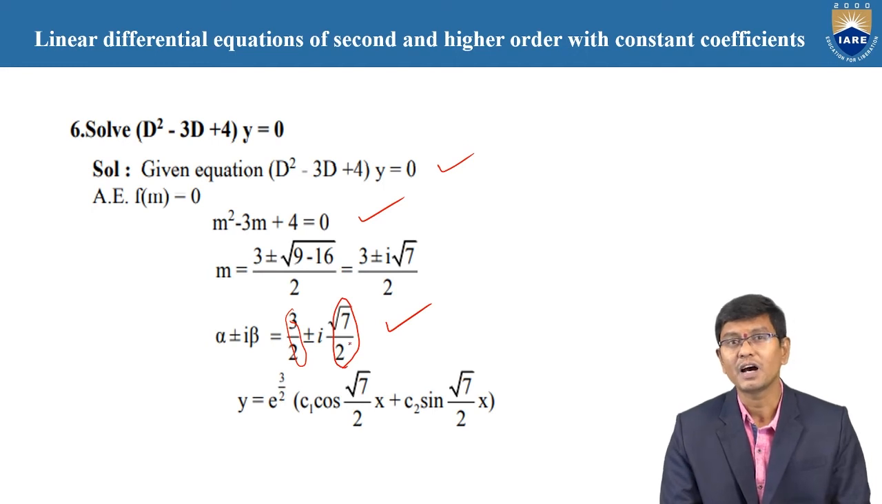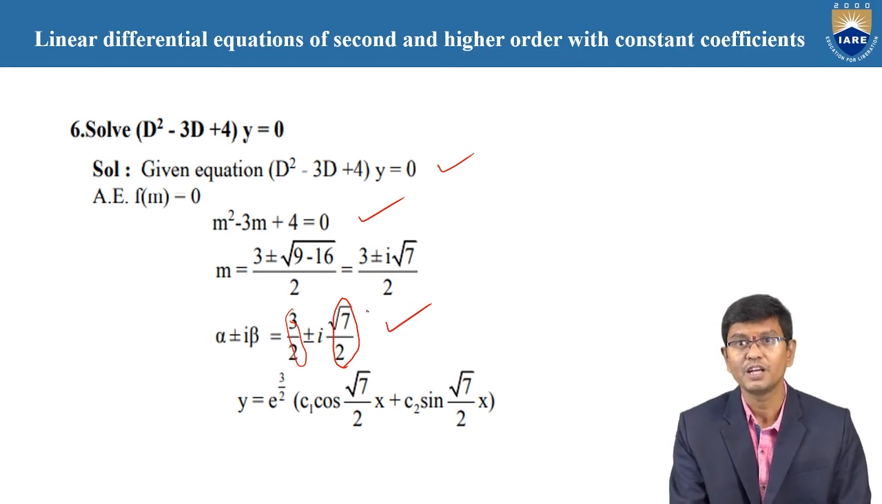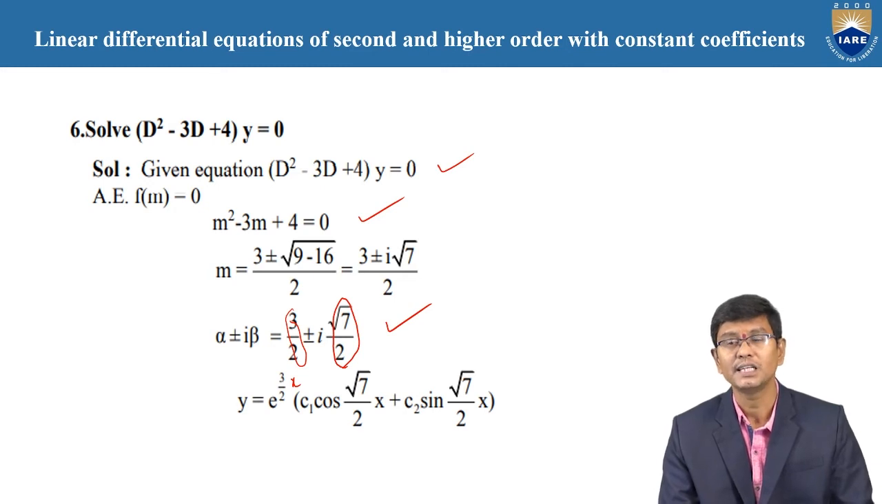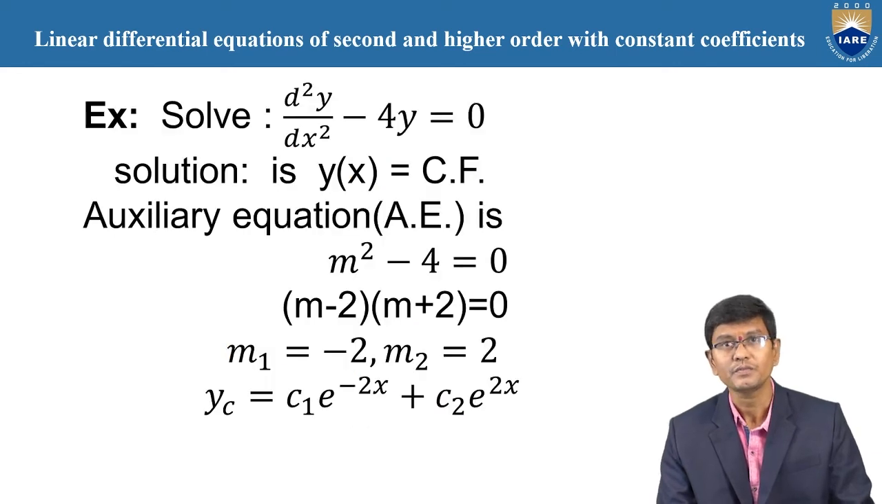And with the help of α ± iβ, the solution we need to consider is e^(αx) (c1 cos βx + c2 sin βx). Therefore, e^(αx) is e^(3x/2), and the solution is c1 cos(√7/2 x) + c2 sin(√7/2 x), all multiplied by e^(3x/2).